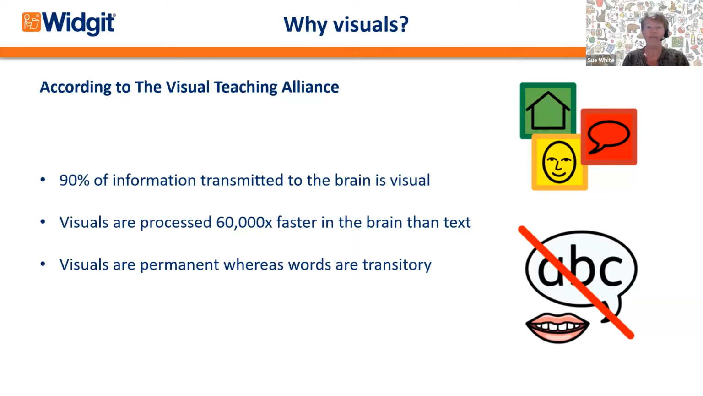It's why we have symbols and icons on road signs and not the written word, because we process them quickly enough to be able to take them on board and react effectively on that road sign. And then you add into that, visuals are permanent where words are transitory. We're lucky enough today to be recording this, but if I was just speaking to you, chances are you would have completely forgotten what I'd said within the next couple of minutes. So words are transitory, they disappear, but a visual is permanent.